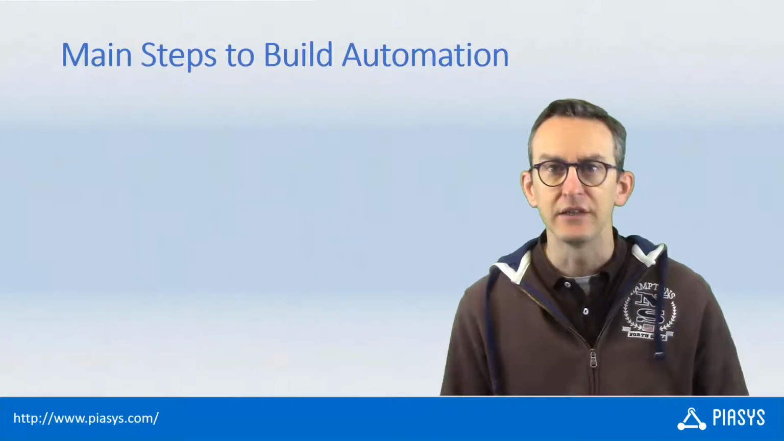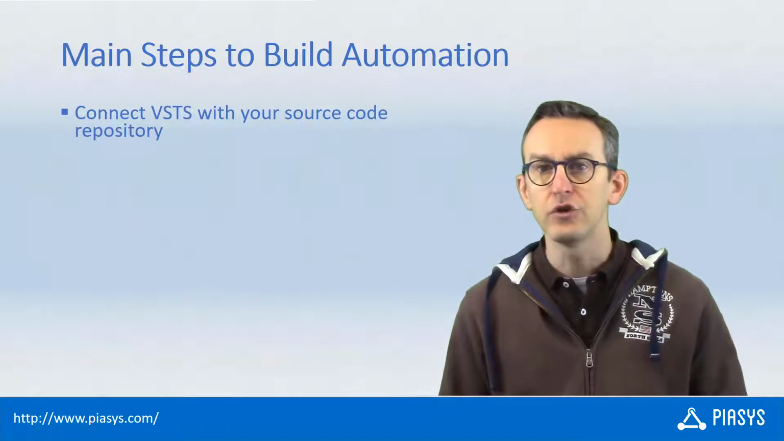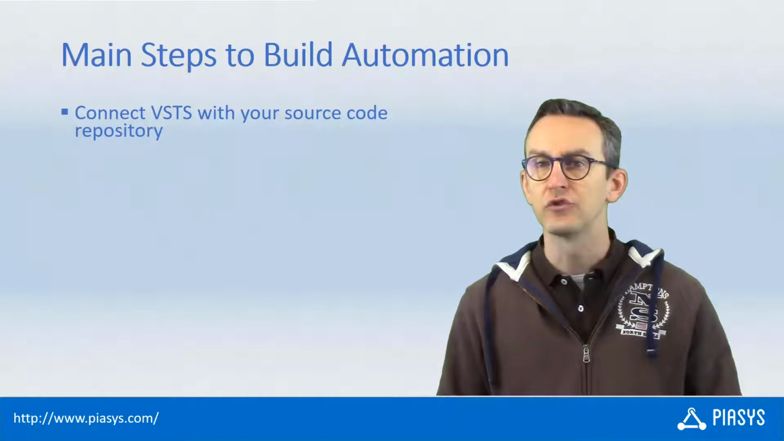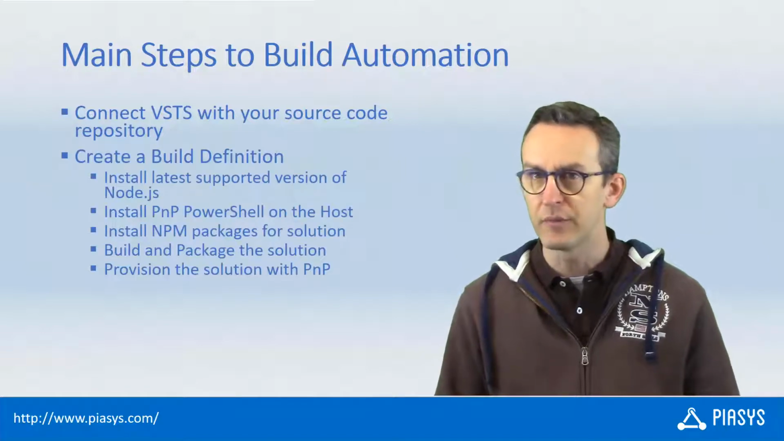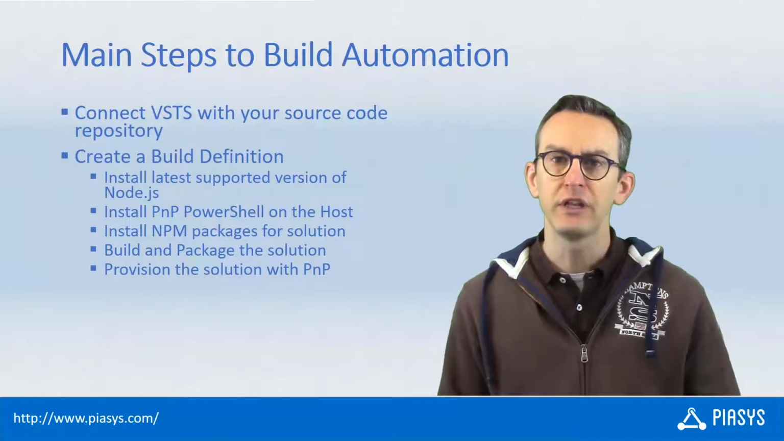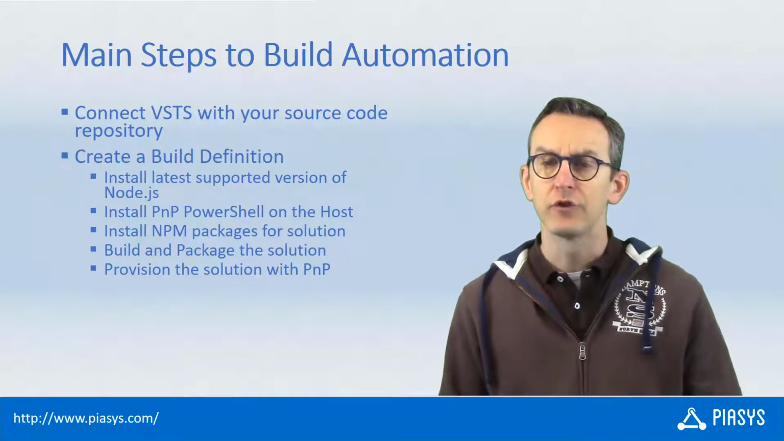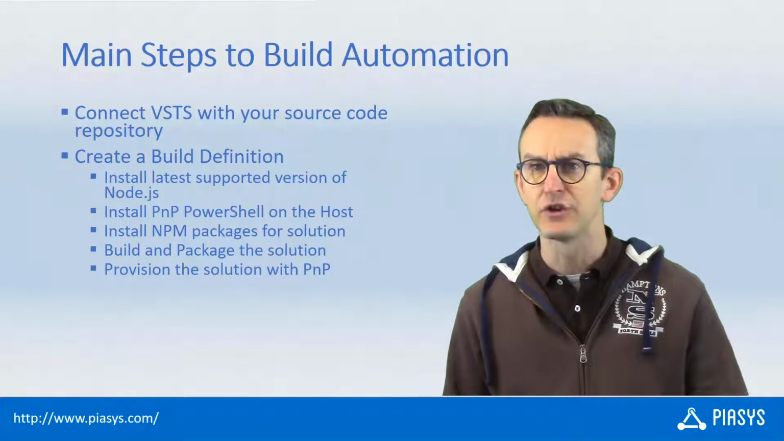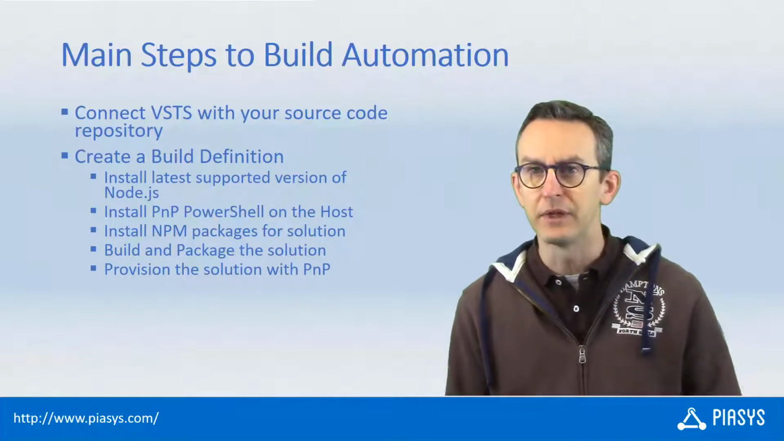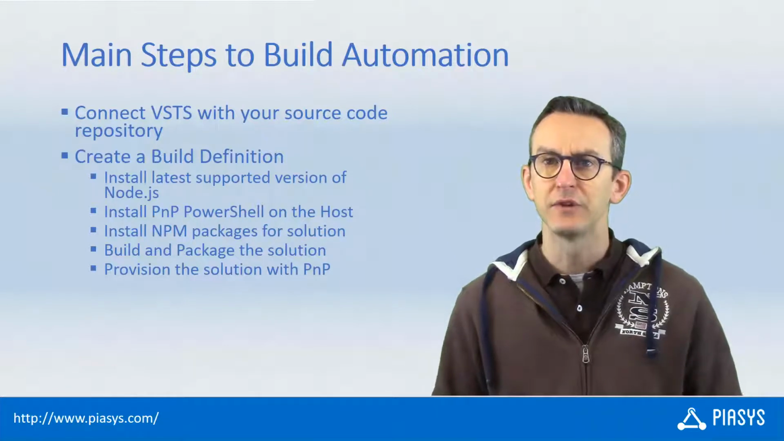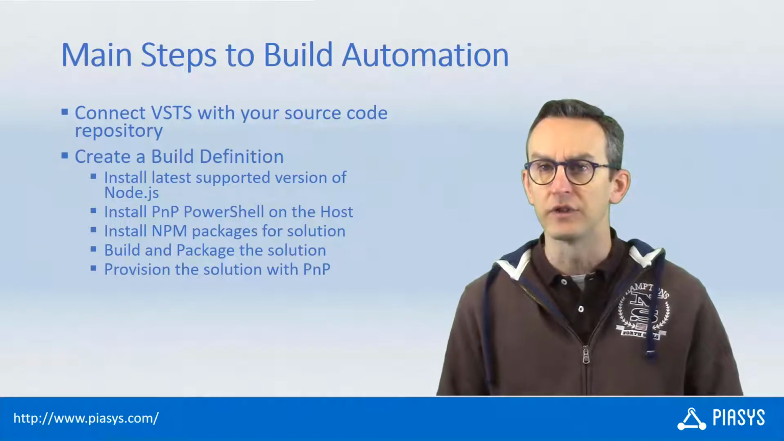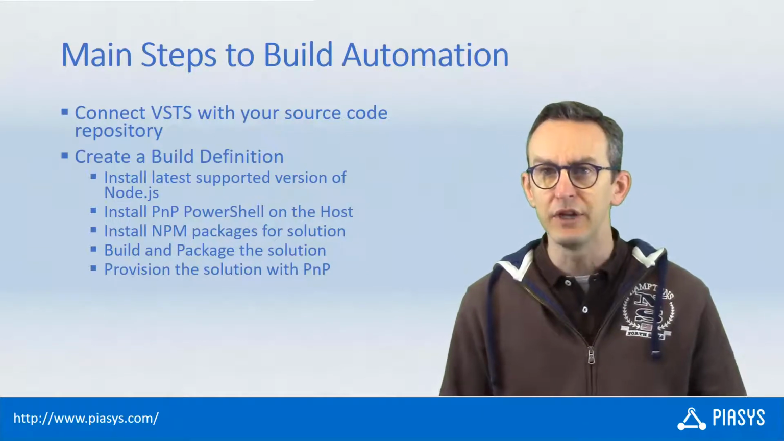In order to do that using VSTS, first of all, you will need to connect your VSTS with the source control system that you want to use, which can be, for example, GitHub, as I told you. Then you have to create a build definition. The build definition, from an SPFx perspective, first of all, will have to install the latest version of Node.js, the latest one supported by SPFx, to speed up the build process. Then you will have to install the PnP PowerShell extensions to have the provisioning engine available in the host that will execute the build definition.